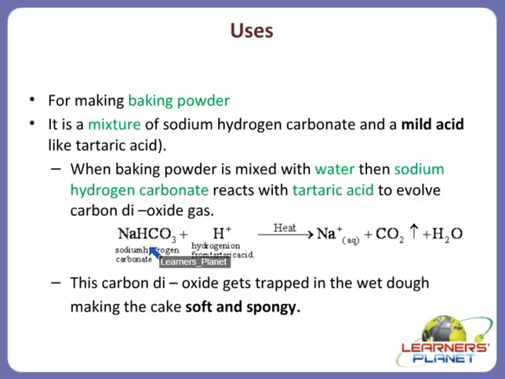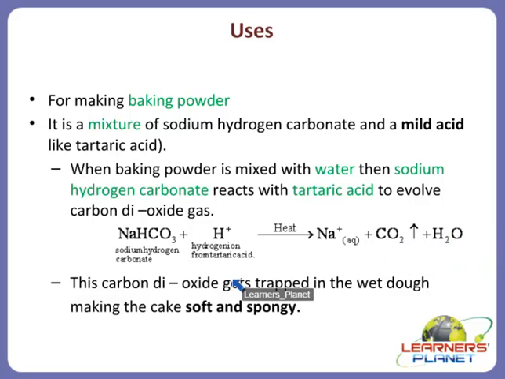Say, when we are putting baking powder in our cake dough or our cookies dough, what happens is that the baking powder will react with H+ ion. From where is it coming? It is coming from tartaric acid, right? And it will be forming sodium ion, carbon dioxide and water.